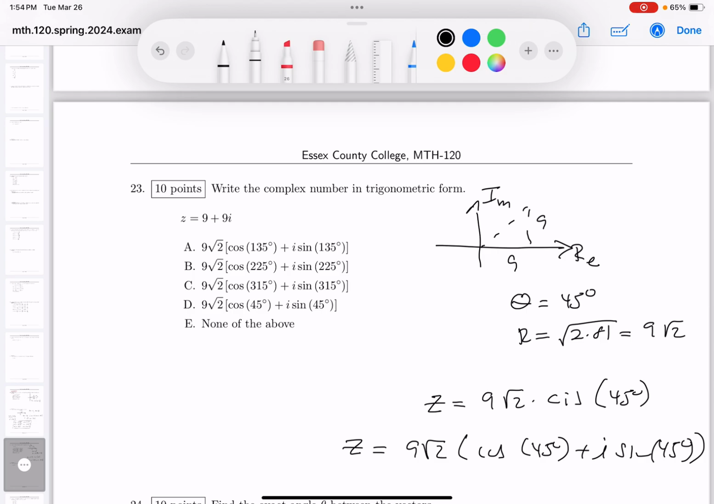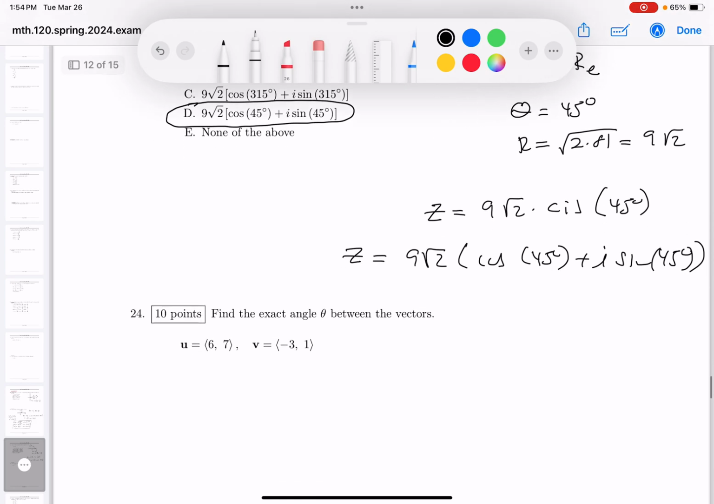Let's look in the key and see if we see that. And this is number 23, so let's take a look. Do I see the 9? Oh, they're all 9 root 2s, so that's not so bad. Then I'm looking for the 45, 45, and I see that right over here. And we're done. Next question.